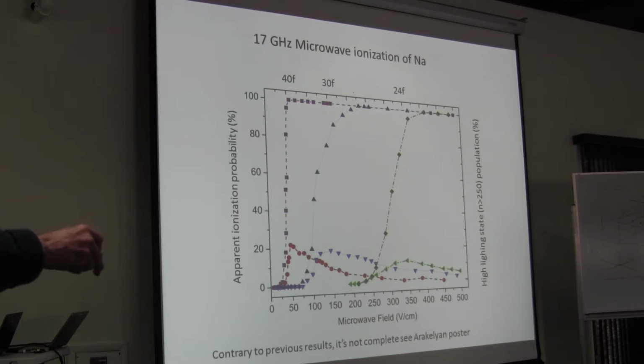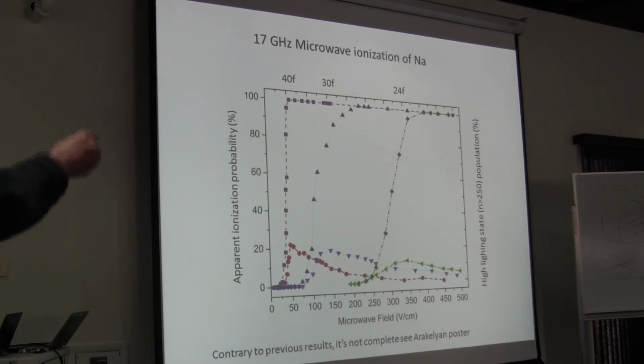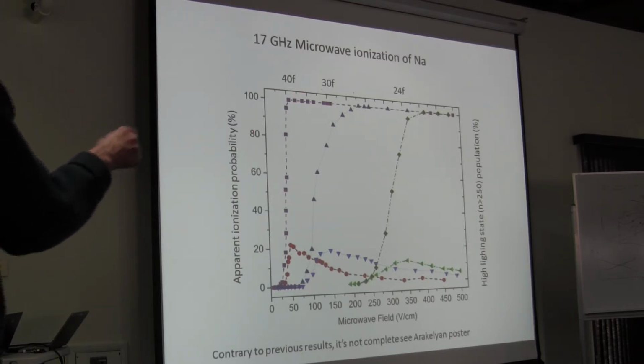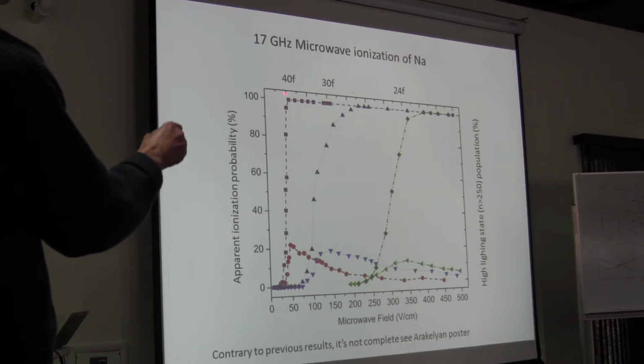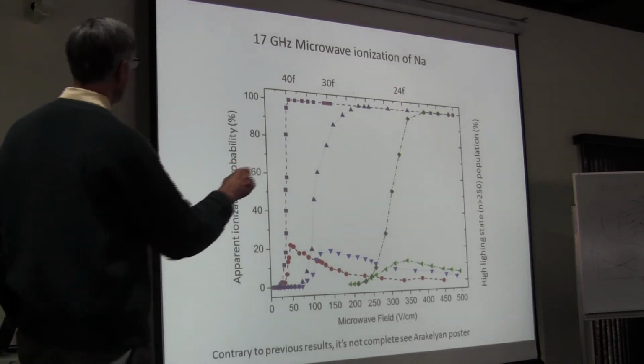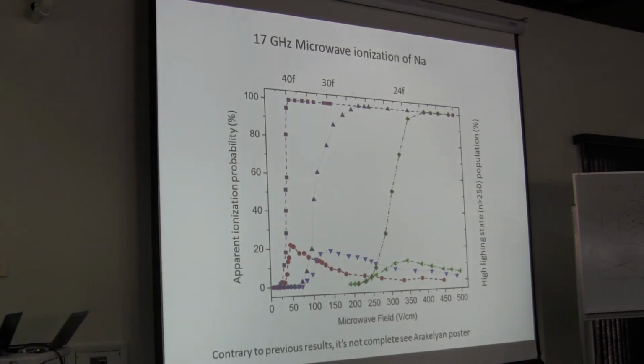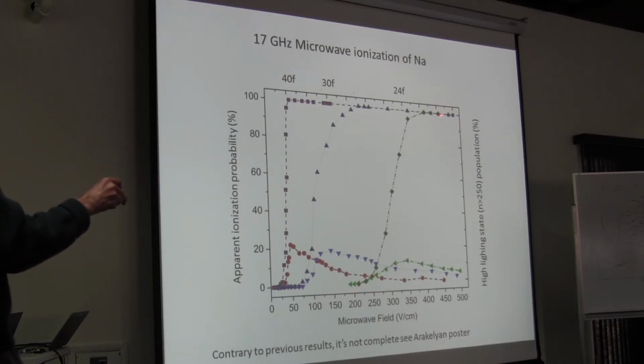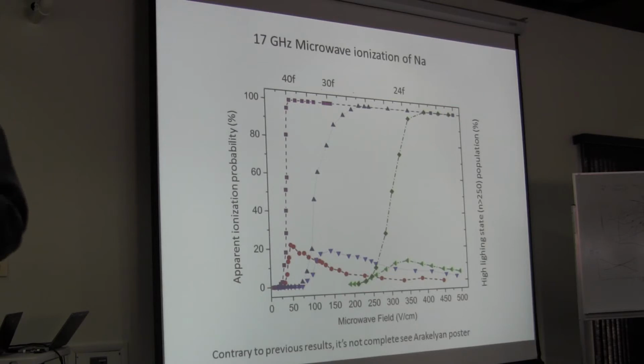we being Alexander, and Alexander has a poster on this subject, revisited microwave ionization of sodium, and here are four different states. Let's just look at one of them, 24F. So if you looked at the way we measured the ionization probability earlier, you would see something that went up like this as a function of the microwave field. Basically, all of the atoms disappear from the initial state and show up in the final state. That's detecting the ions from microwave ionization.